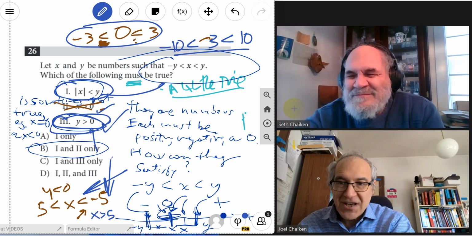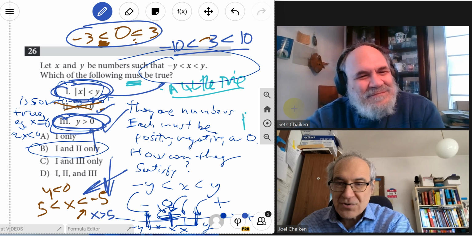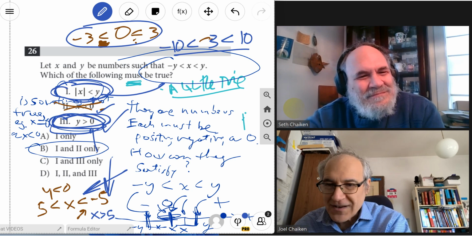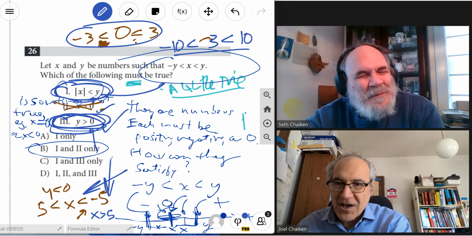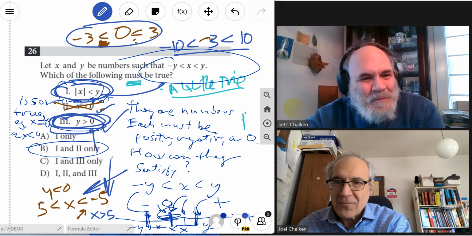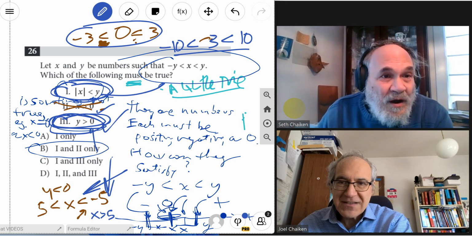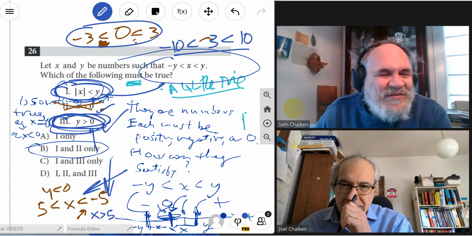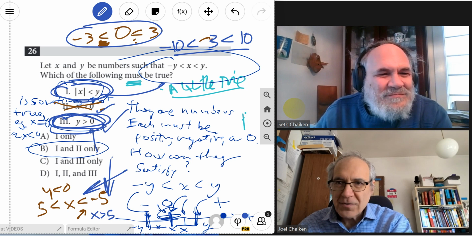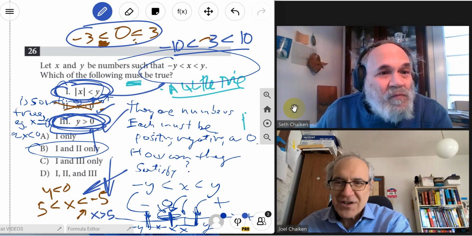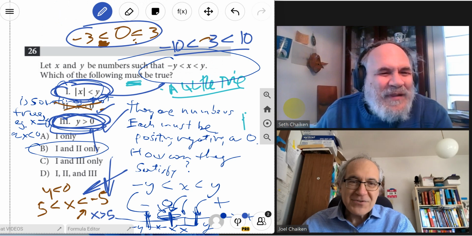So I would take a chance and say 1 and 3 must be true. Wait, I'm getting confused. Which must be true? Y has to be greater than 0, otherwise you get something that makes no sense. Did I circle this? 1 and 2? The evidence is clear, guilty as charged. You circled B. Ah, you got it wrong? I got it wrong. I circled B.